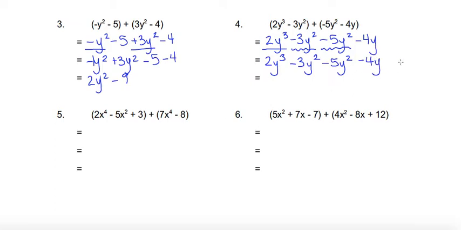So now I want to simplify or combine my like terms. I only have that one y cubed, so I have 2y cubed. Negative 3 take away 5 is negative 8y squared and negative 4y.